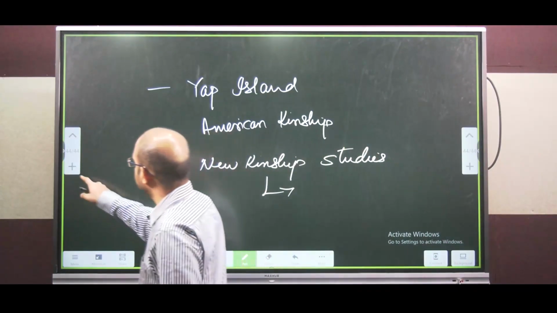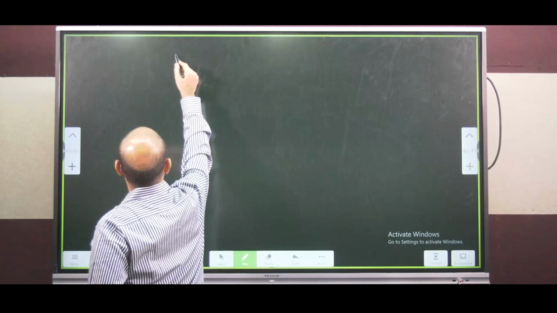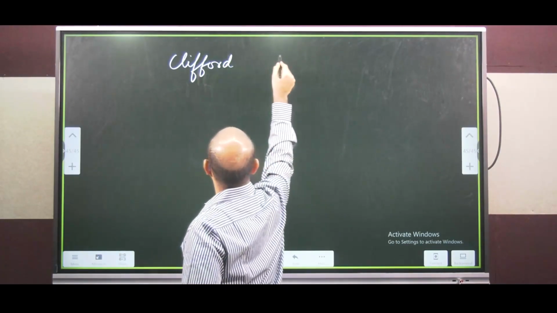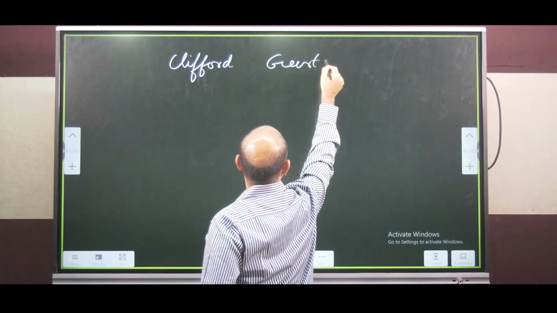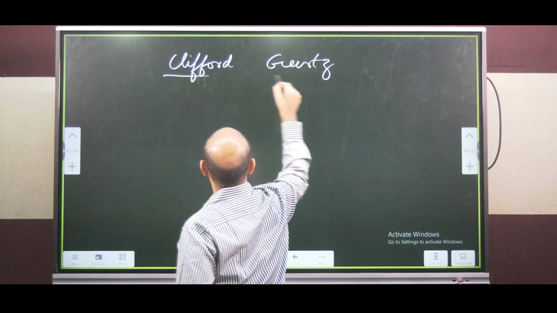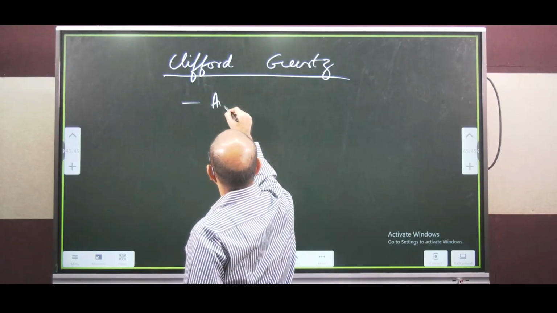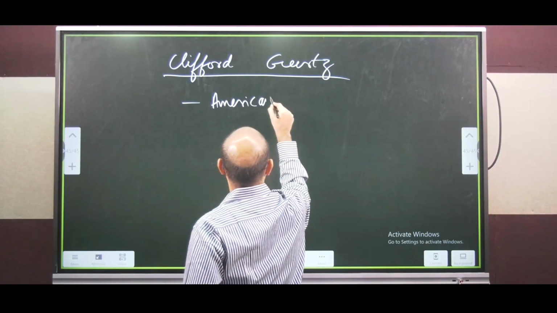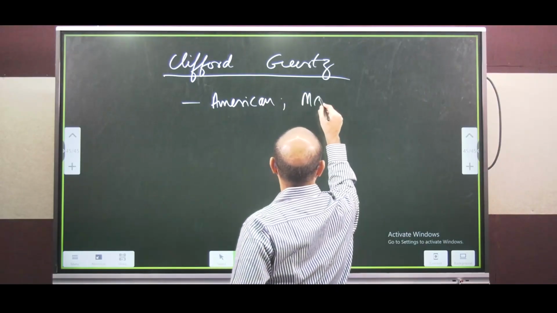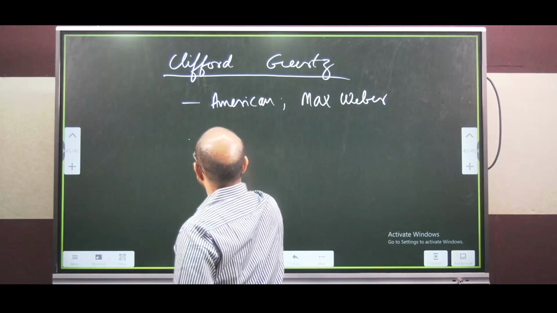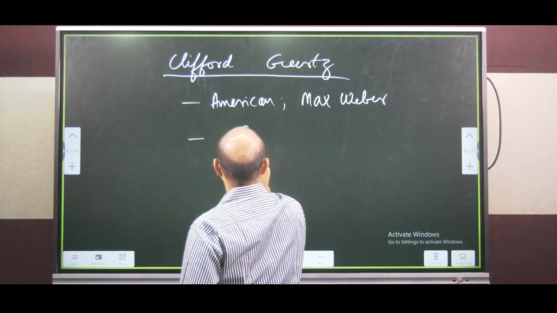Next is the 8th, the interpretative approach of Clifford Geertz. So first define who is Clifford Geertz: an American anthropologist. Who was he influenced by? He was influenced by the ideas of Max Weber. And what are his famous books? There are two.